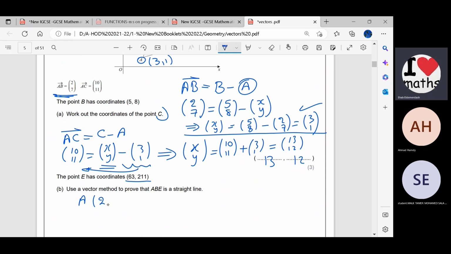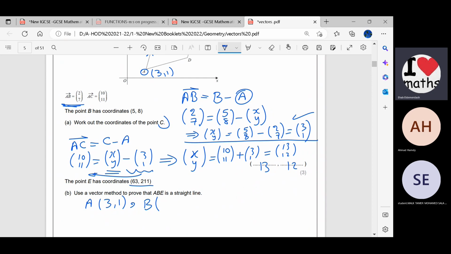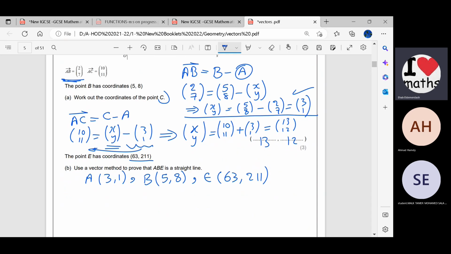مين هي البوينت ايه يا اخوانا؟ كانت 3 و1. طيب ومين هي البوينت بي؟ احنا طلعنا البوينت بي عباره عن 5 و8. طيب ومين البوينت E؟ اللي هو مديها لك هنا، اللي هي 63 و211. طيب I have the 3 points A and B and E. Use the vector method to prove that A, B and E are on a straight line, أو إنه 3 points دول lie on the same straight line.